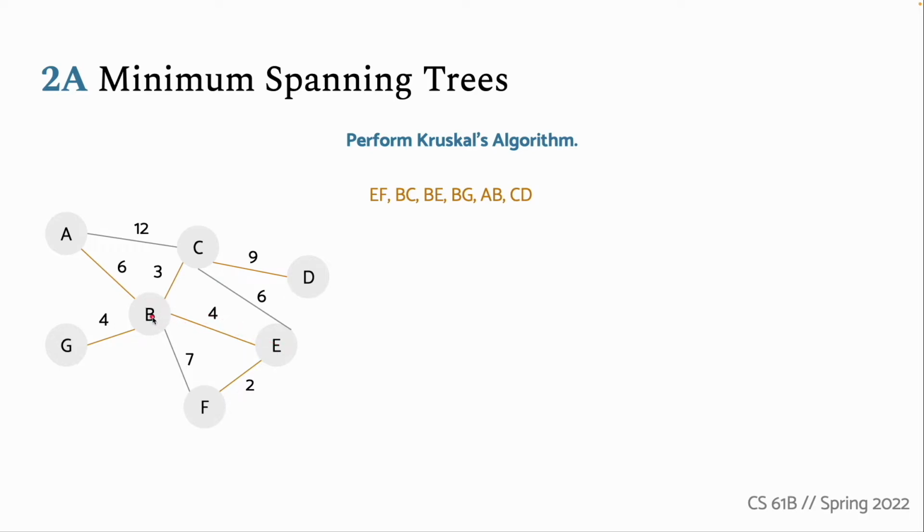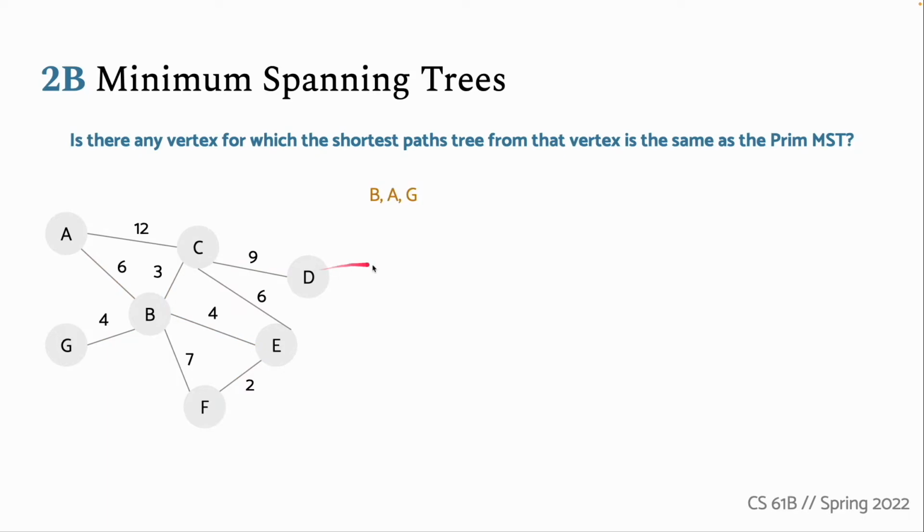Looking at E, likewise, going through F will take longer and going through C will take longer. So this is the shortest path from B to E. And going through E is actually faster than going directly to F because this takes 6 and this takes 7. So this is the shortest path from B to F. Lastly, going to D, there's only one path to D. It has to go through C. And we already figured out what the shortest path to C is, so this is also correct in our minimum spanning tree.